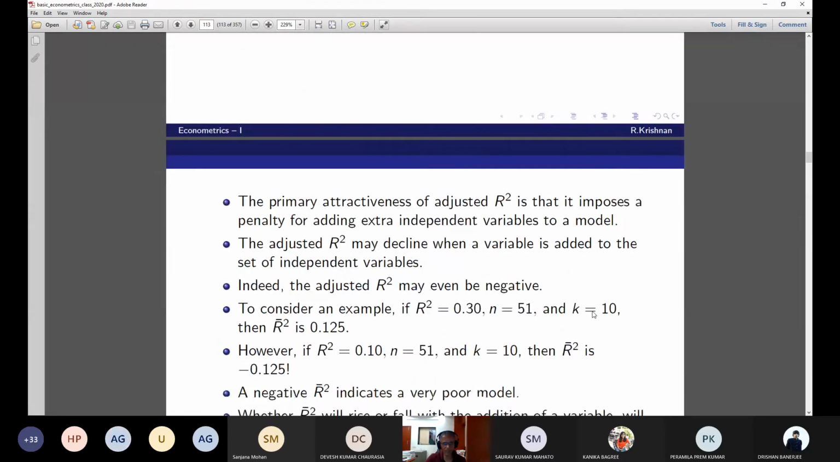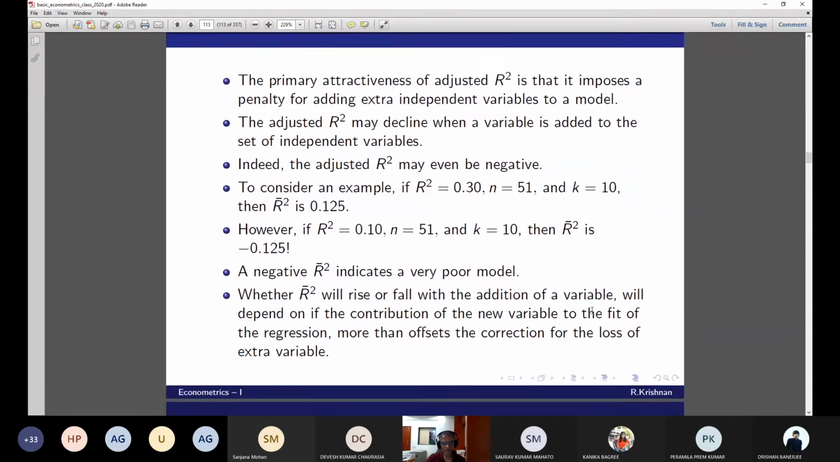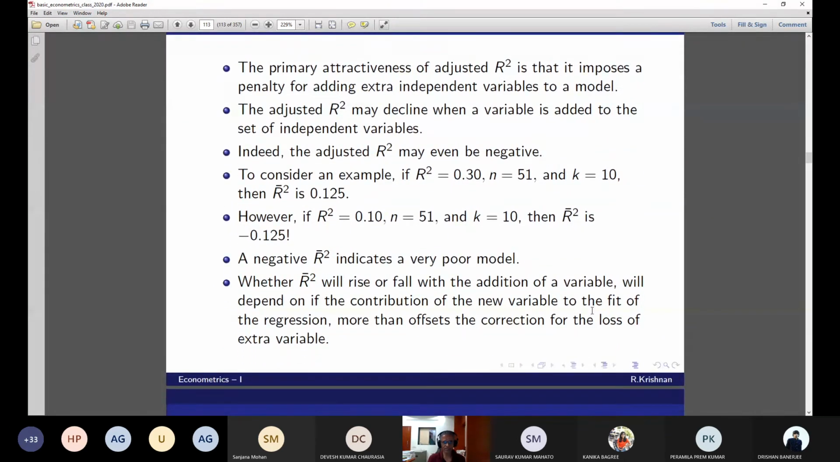The primary attractiveness of adjusted R square is that it imposes a penalty for adding extra independent variables to a model. The adjusted R square may decline when a variable is added to the set of independent variables, and you can also get a very strange result, adjusted R square getting negative. Consider this example. A negative R bar square indicates a very, very poor model. You just completely drop that model.